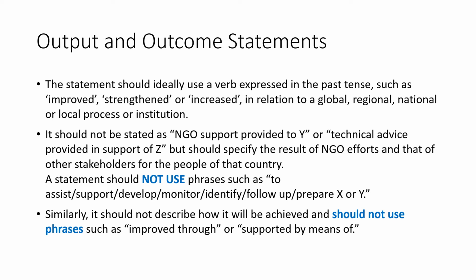Looking at the other two, the output and outcome statements, again, when you write, use the same idea of a verb expressed in the past tense so that you are describing an end situation. So words like improved, strengthened, or increased are all the type of words that you will be using. So the outcome is the result of the project. So really we could say the outcome is what the project will have produced or done. When the project is complete, the outcome is the end result.